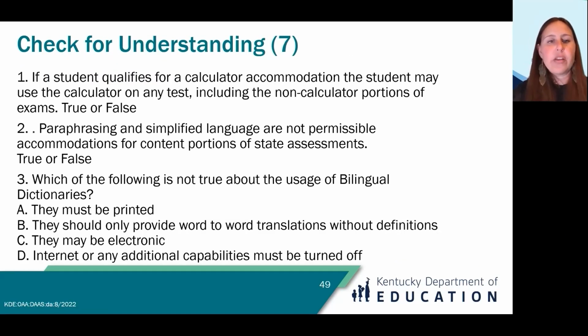And now we are to our seventh and final check for understanding. Question 1. If a student qualifies for a calculator accommodation, the student may use the calculator on any test, including the non-calculator portions of exams. True or false? The answer is A, or true.